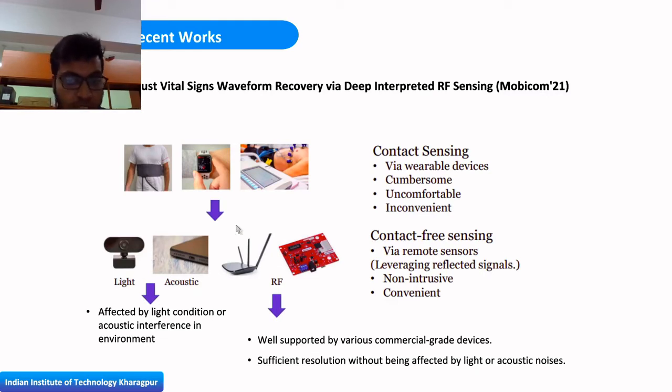For this contact-free sensing, we have light or acoustic signals, or we can have RF signals. Light and acoustic signals can get easily affected by the background. Based on the light condition of the room, my light signals can get easily affected, or based on the acoustic noise present in that room, our acoustic signal can also get affected, right. So these are the drawbacks of light or acoustic based contact-free sensing. But if I use RF based sensing such as Wi-Fi or mmWave, we don't have those background effects, and mmWave signals give you a very good range resolution, so that you can capture small scale chest movement because of breathing or because of heartbeats.